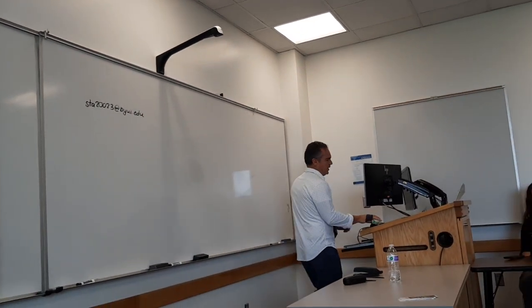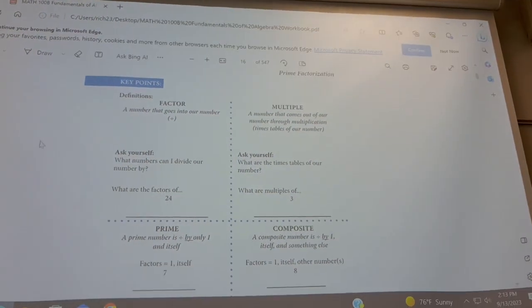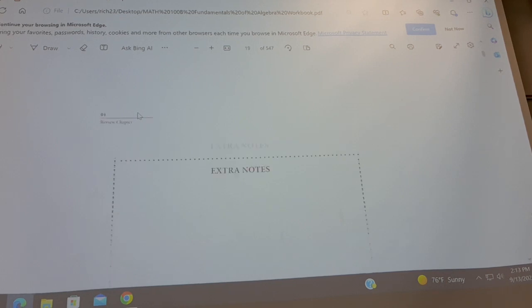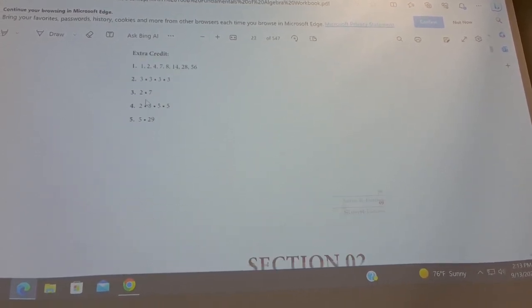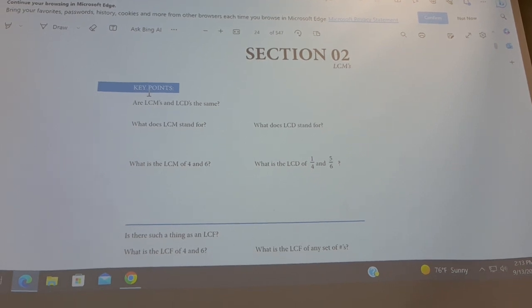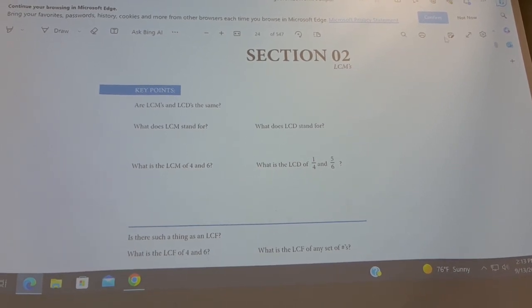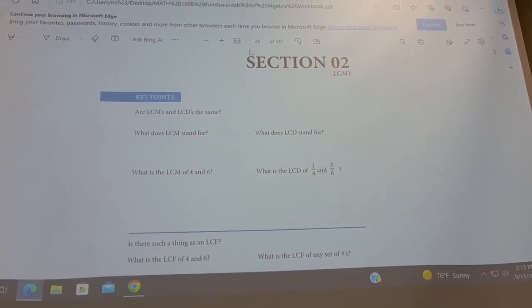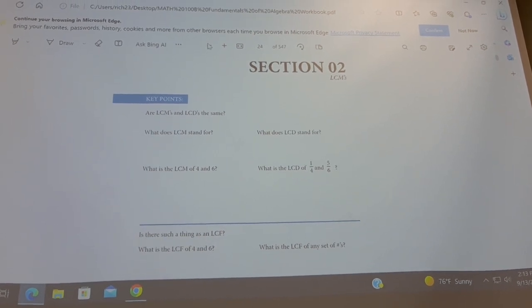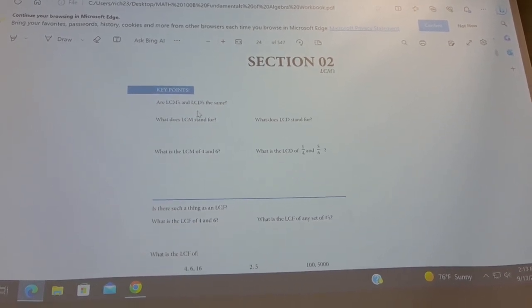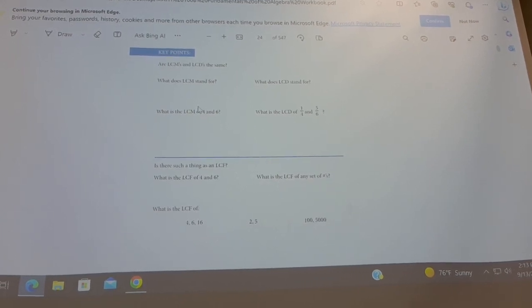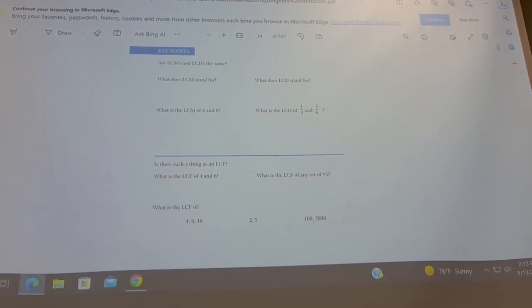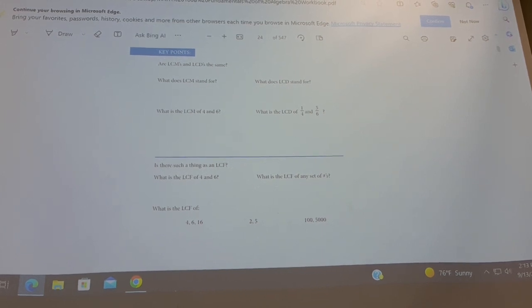Okay? All right, let's go to our page that we're taking notes on then. So, what is the LCM of 4 and 6? The answer is 12. So now, let's look at this.